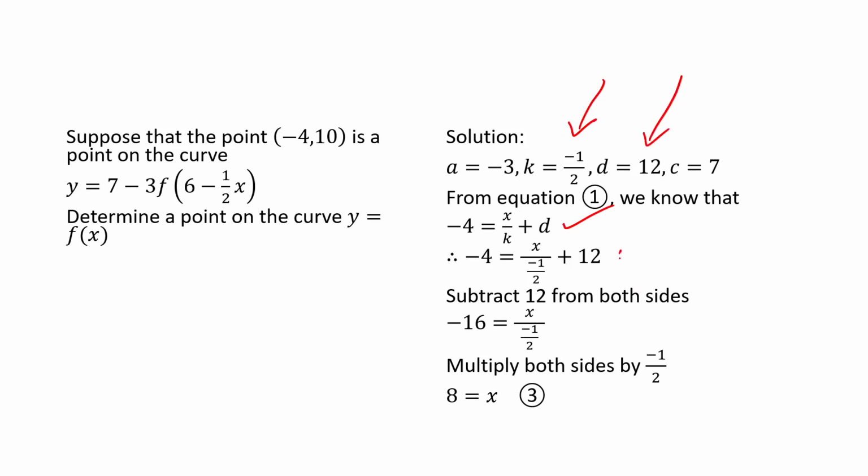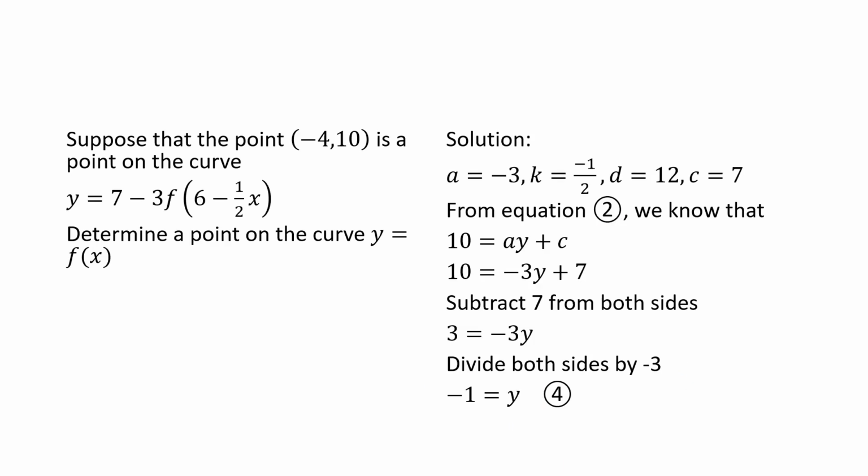So that means negative 4 equals x over negative 1/2 plus 12. Subtract 12 from both sides, multiply both sides by negative 1/2, and we get x equals 8. Recall from equation 2 that 10 was equal to ay plus c. Well, we know a is negative 3 and c is 7, so 10 was equal to negative 3y plus 7. We can subtract 7 from both sides, get 3 equals negative 3y, divide both sides by negative 3, and we get y equaling negative 1.